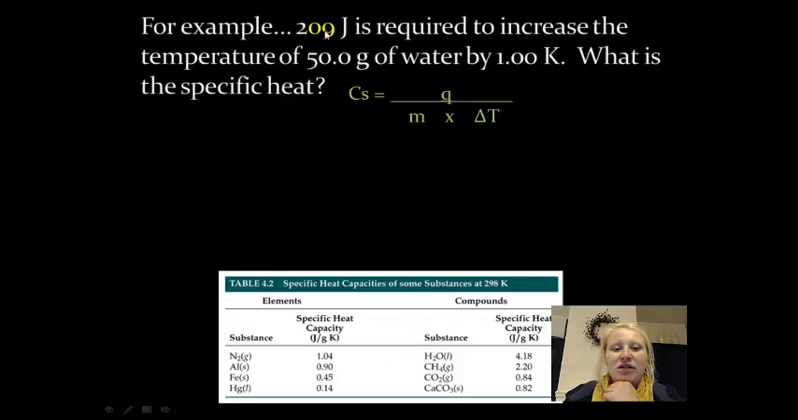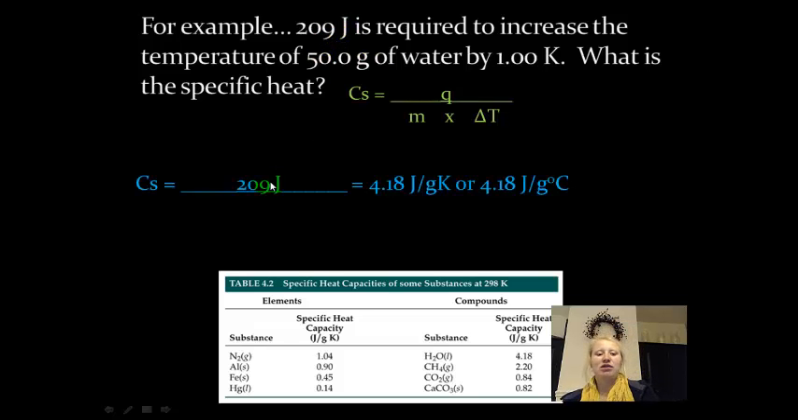Here's an example. 209 joules is required to increase the temperature of 50 grams of water by 1 Kelvin. What is the specific heat? Well, we know that Q is going to be equal to 209 joules, and we know that the mass is 50 grams of water and the temperature change is 1 Kelvin.